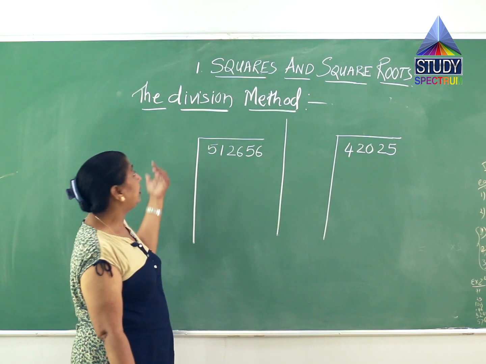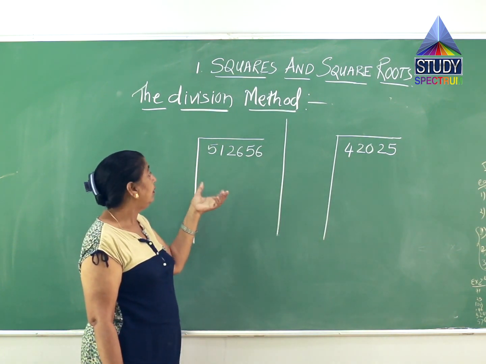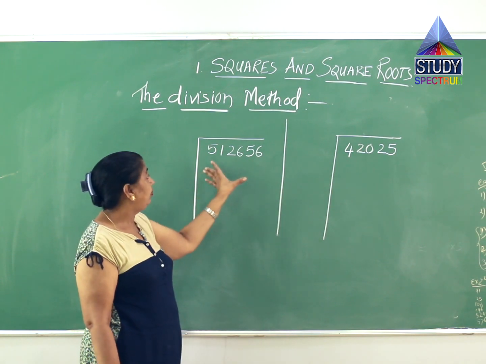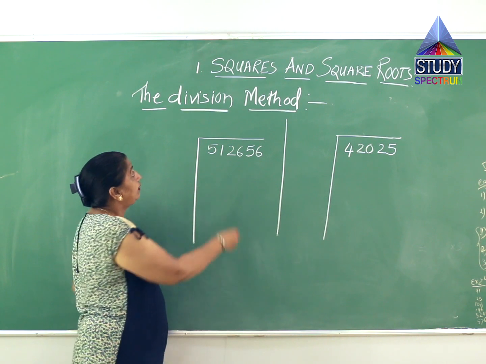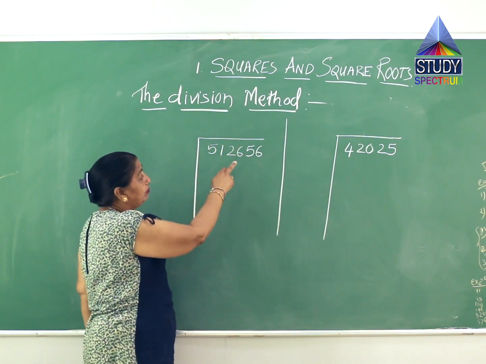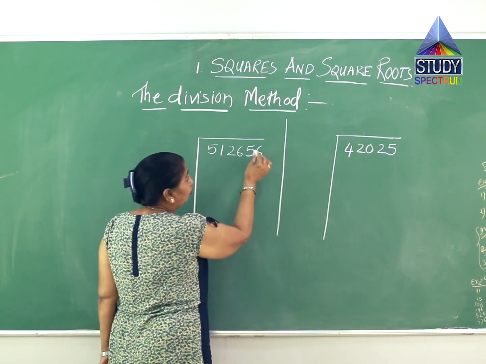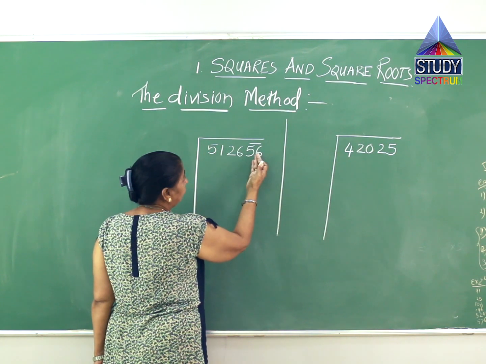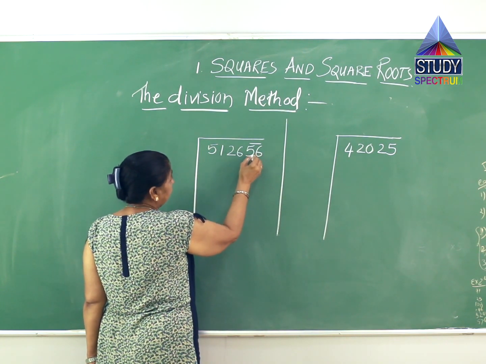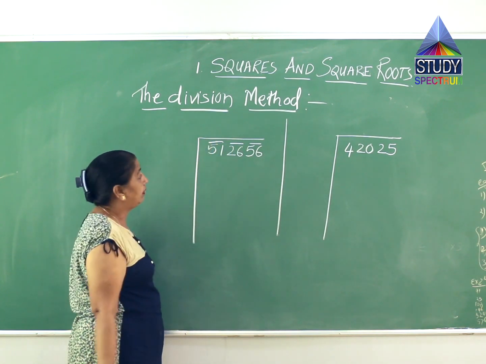Now let me explain to you children the division method to find the square root of a number. For a larger number, it's very difficult to find the square root, so we use this division method. For this, we have to make groups of 2 from the right hand side of the number. So here 56, then 26, and then 51.